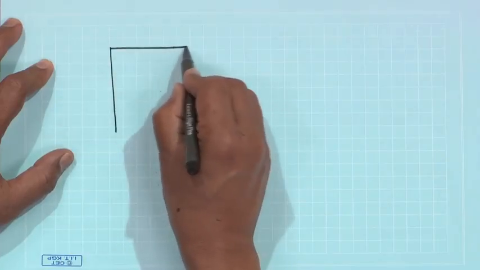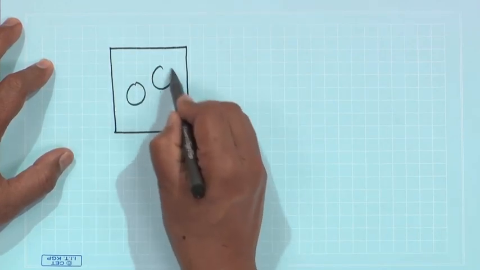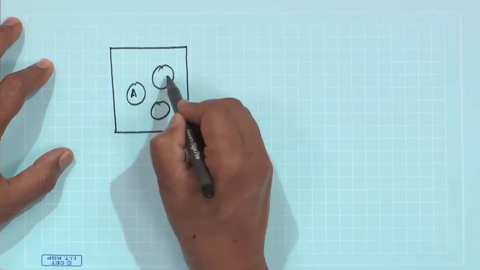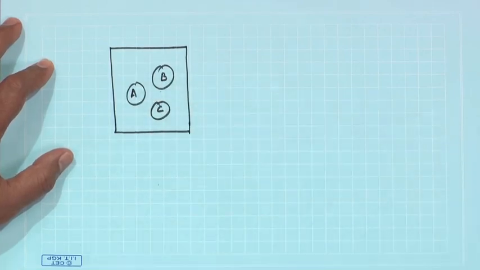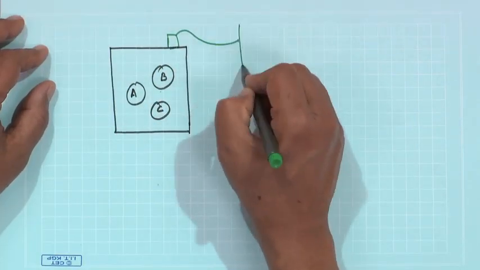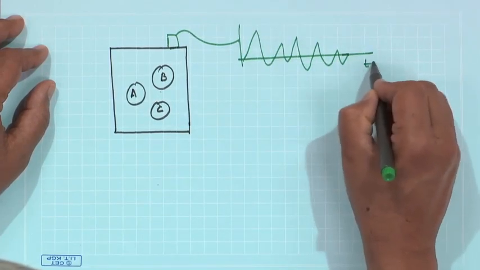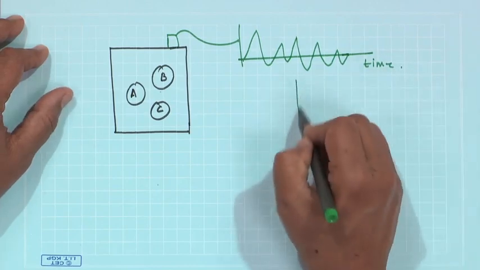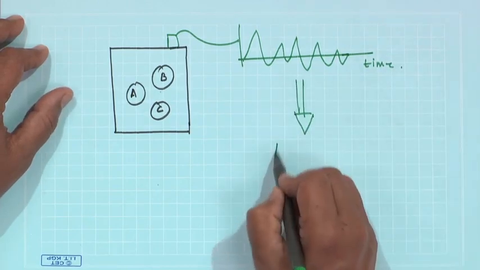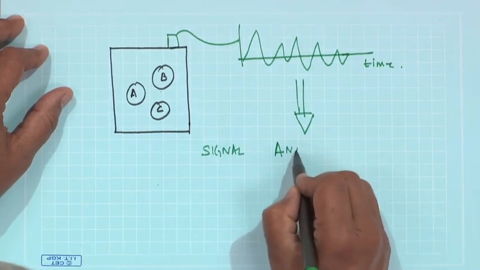So, just to recap some of our previous concepts, if a machine has different components A, B and C, and if I put a transducer on the machine, I will get a signal in the time domain, which is a dynamic signal, and to analyze this, I have to do some sort of signal analysis.